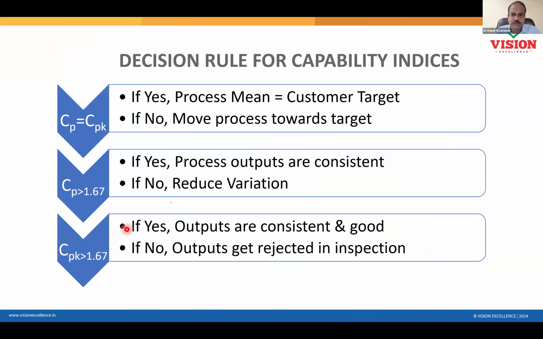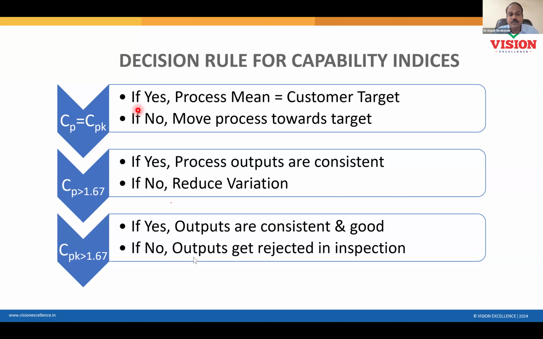In order to say any process to be capable, you must have a Cpk value of 1.67. All of you agree? Particularly if the process is critical, if Cpk is not more than 1.67, there is a problem with the capability. To say a process as capable, Cpk must be 1.67. If Cpk is more than 1.67, your Cp will automatically be more than 1.67. You don't have to worry. And over and above, this condition should be fulfilled. What is this condition? Cp must be equal to Cpk.